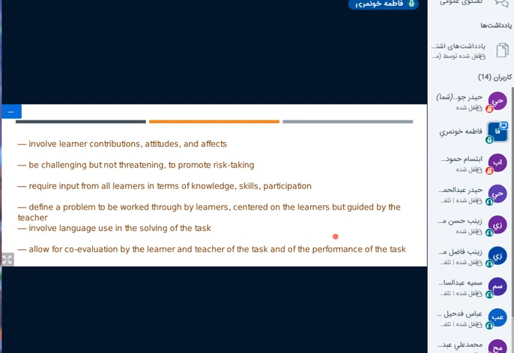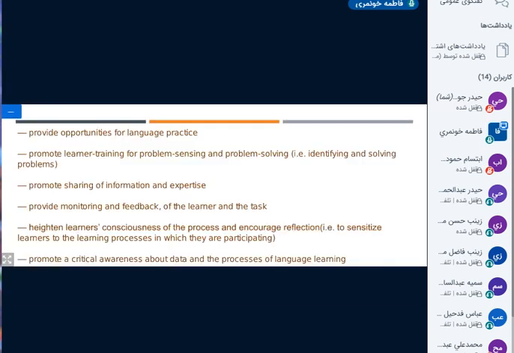They should involve language use in the solving of the task. They should allow for co-evaluation of the task by the learner or the teacher. And they should also provide opportunities for language practice. They should promote learner training for problem solving. They should promote sharing of information and expertise. They should provide monitoring and feedback of the learner and the task. They should heighten learners' consciousness of the process and encourage reflection.